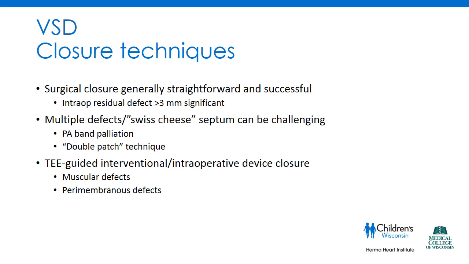And sometimes we restrict the amount of pulmonary blood flow by putting a band over the main pulmonary artery to decrease those symptoms. Or we do a double patch technique where we put a patch on both the right and left side of the ventricular septum. Very rarely we do interventional closure, basically putting a plug via catheter to close these defects, but it's definitely been reported. This is not a very routine thing that we do over at Children's, but it is definitely something just to take note of.